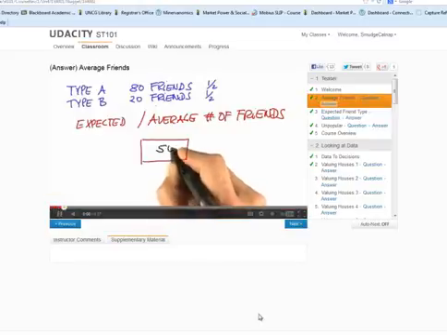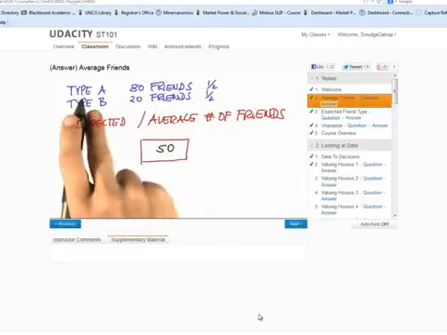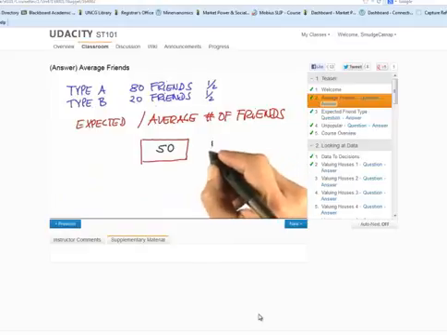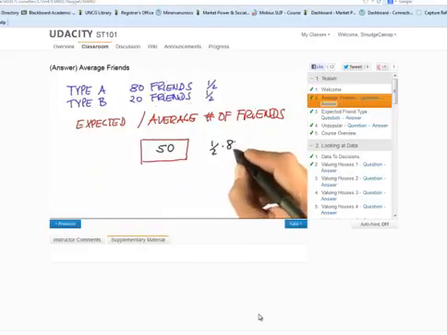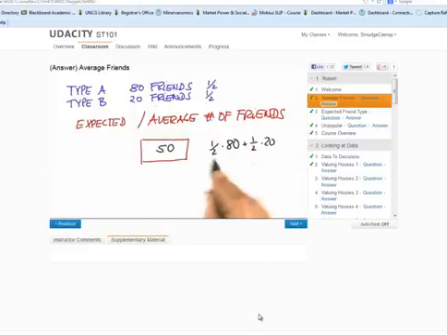And my answer is 50 friends. And the way I get there is I don't know what type you are. With 50% chance or a half, you're type A, in which case you have 80 friends. And with 50% chance you're type B and have 20 friends. That gives me this equation over here as the expected number of friends. Working this out means you have 40 plus 10 equals 50 friends. So far, so good. But why are you unpopular?